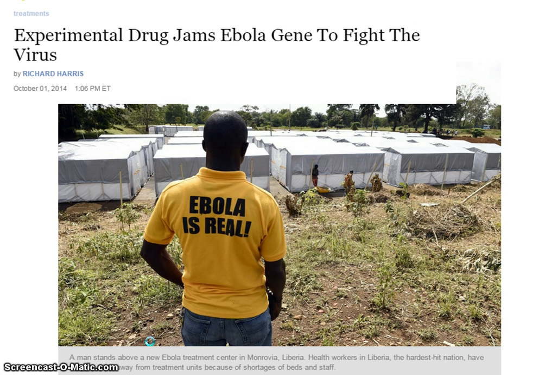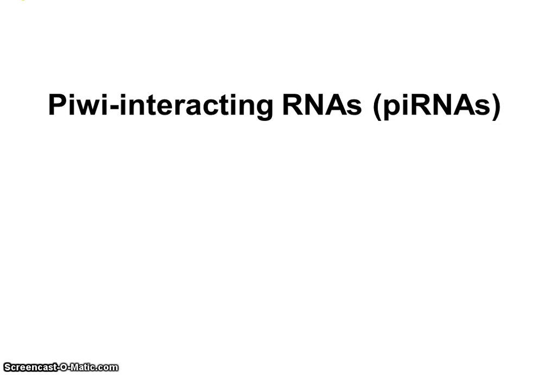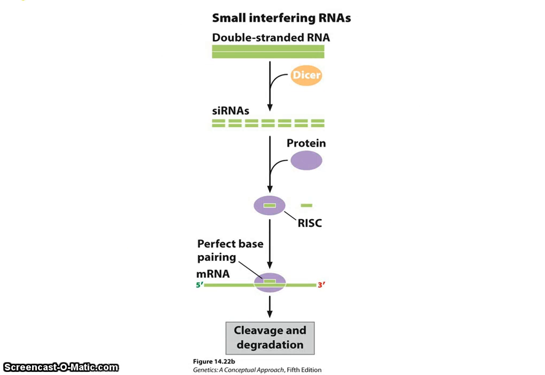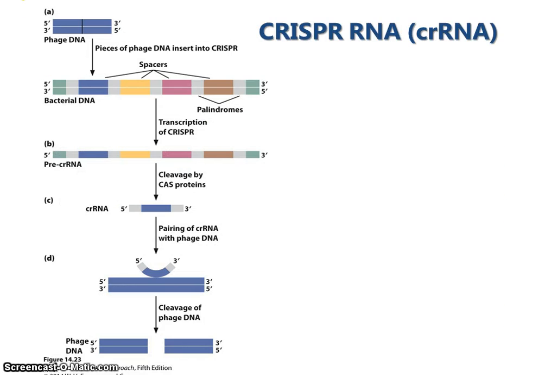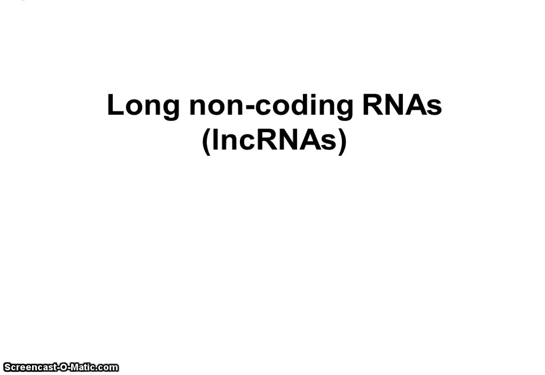And so CRISPR is actually being used as a mechanism for fighting Ebola in Ebola drugs. Oh, you know what? That's wrong. Sorry. It's not CRISPR. It's actually RNA interference that's being used. So these mechanisms are being used in Ebola drugs, anti-Ebola drugs. All right, and finally, I want to talk about long non-coding RNAs.